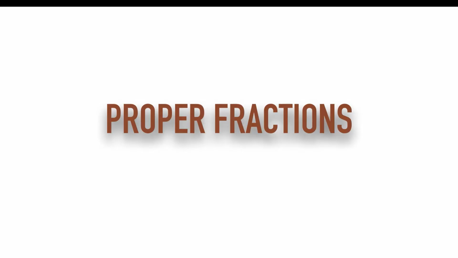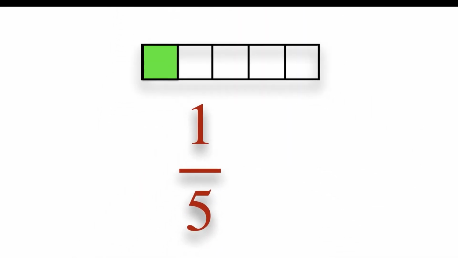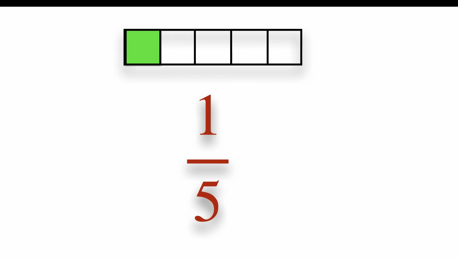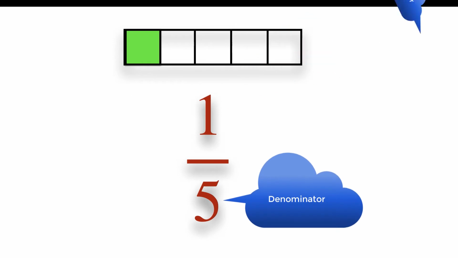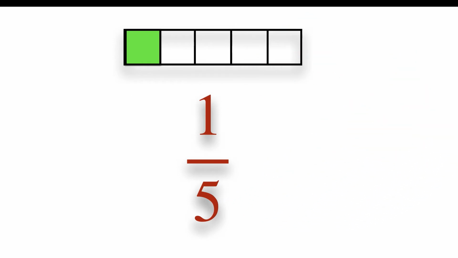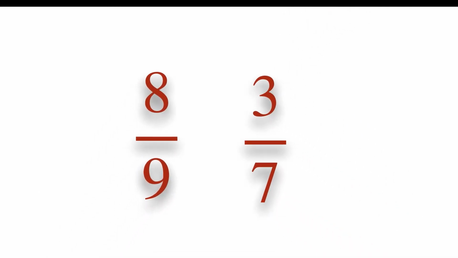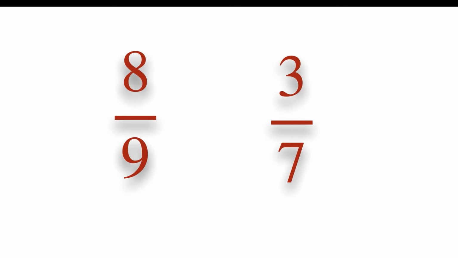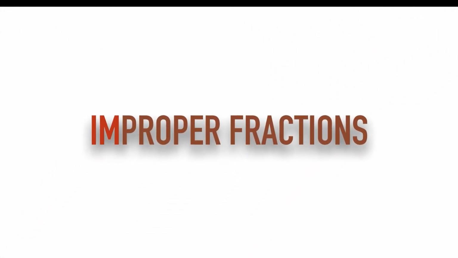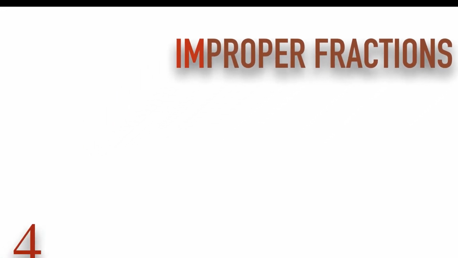Fractions which have a smaller numerator compared to their denominator are said to be proper fractions. For example, 1 over 5. In this case, the numerator is smaller than the denominator, so it's an example of a proper fraction. Similarly, 8 over 9 and 3 over 7 are also examples of proper fractions, as they have a smaller numerator compared to their denominator. Improper fractions are fractions whose numerator is bigger than or equal to the denominator.